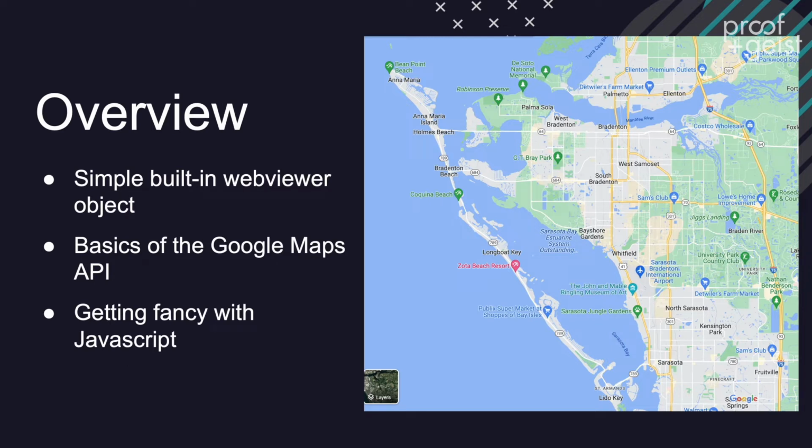Today, we'll explore the basic version, which is a Google Maps object built into the webviewer. Then we'll review some drawbacks you may encounter while using that, and how we can overcome these obstacles by integrating with the Google Maps API. Finally, we'll take a look at some fancier implementations to give you an idea of what's possible.